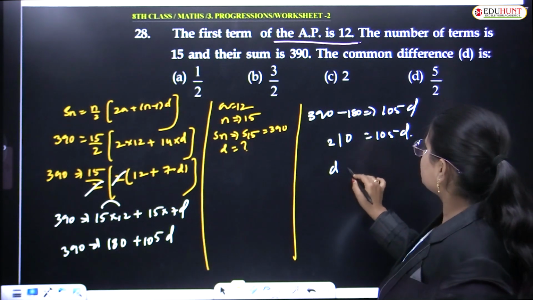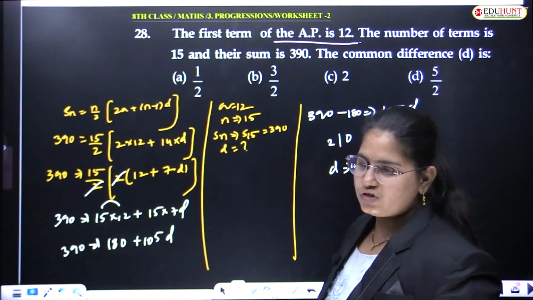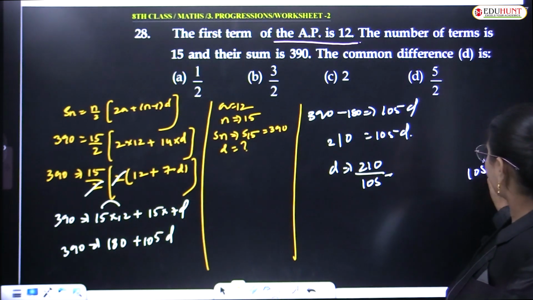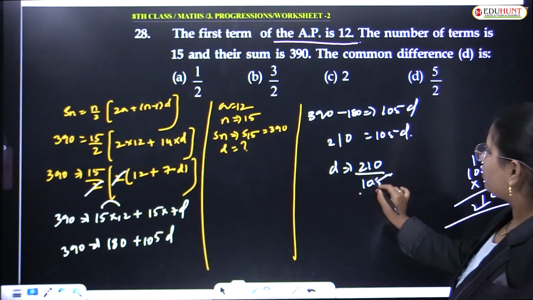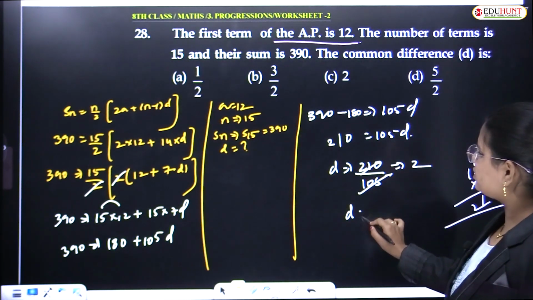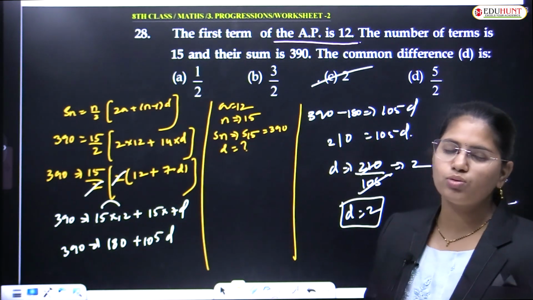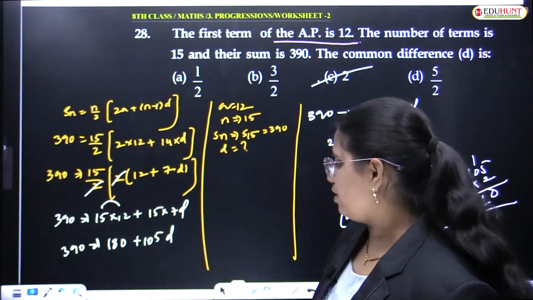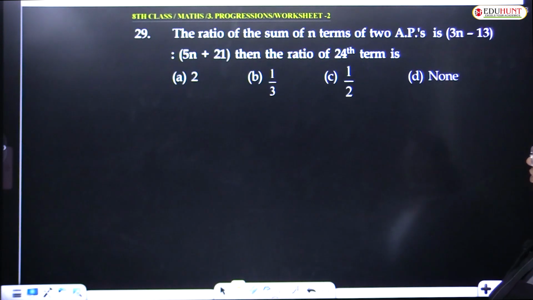Correct? So d is equal to 210 by 105. So in which table is it going? Please check. I guess 105 into 2, 2 times. 2 5s are 10, 0, and this is 1, 2. Yes, cancel both. The common difference d is equal to 2. So what is the answer? Option d is equal to 2. Am I clear with this question? Understood? Can I get to the next one? Let's move to the next question.